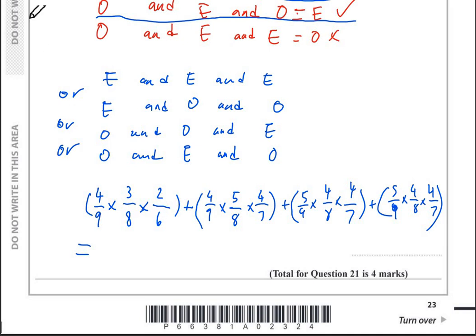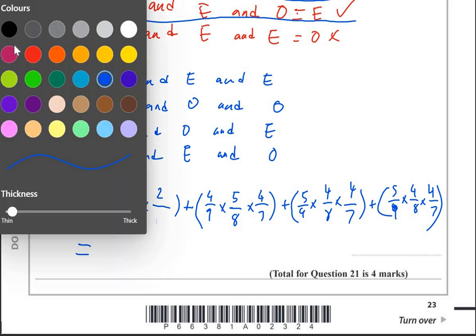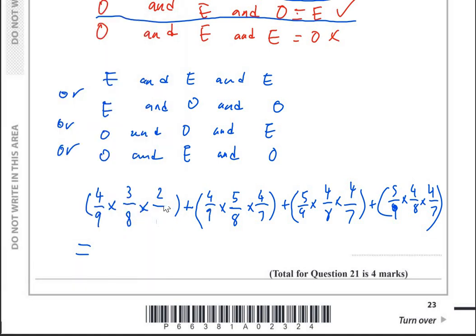So I've noticed that I've made just a little error there. That should actually be 7, shouldn't it? Should be 7. And just notice that I have all of my denominators the same in all of these fractions. 9 times 8 times 7. So if we just do 9 times 8 times 7, we get 504 as our denominator.